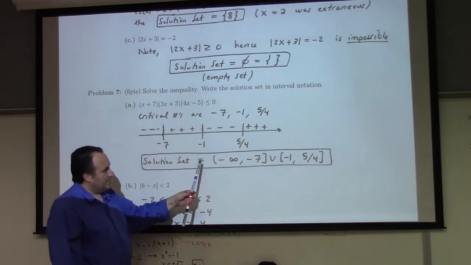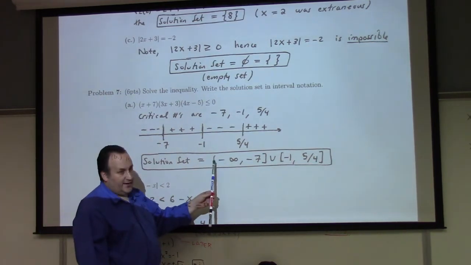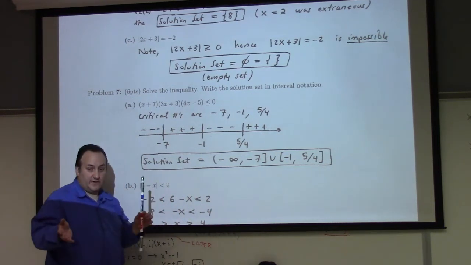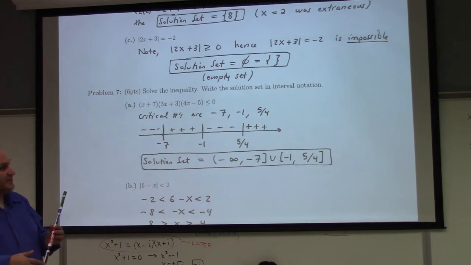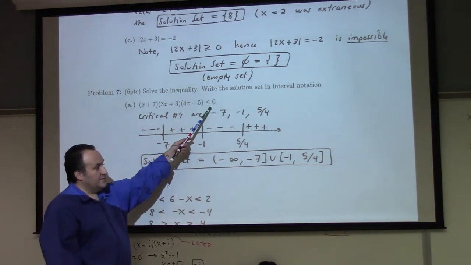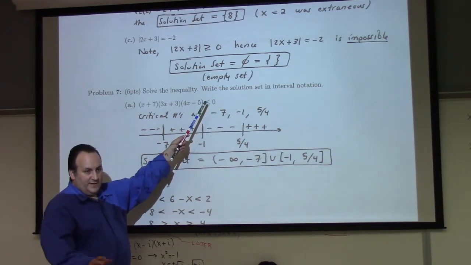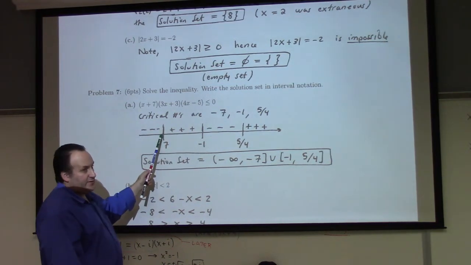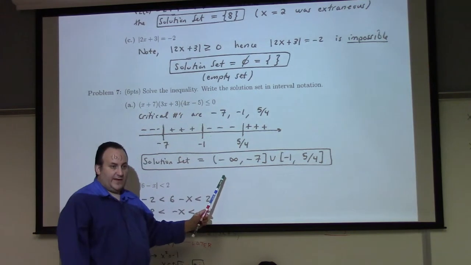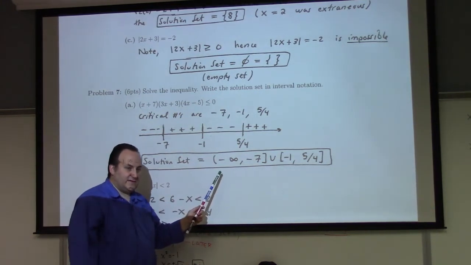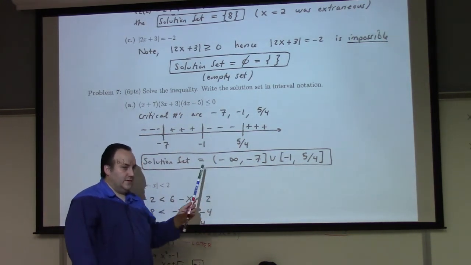First of all, the critical numbers are zeros in this problem, right? So you have to include all of the critical numbers because we're looking at less than or equal to 0. But the interesting thing with this one is all of the critical numbers end up being on the edge of the regions that we already have. So we don't end up having to do that union of 6 thing like we did in the other problem.